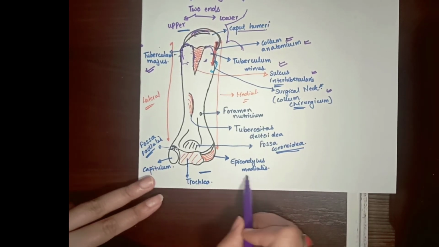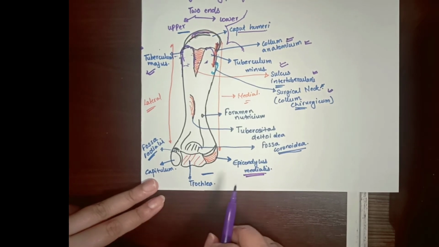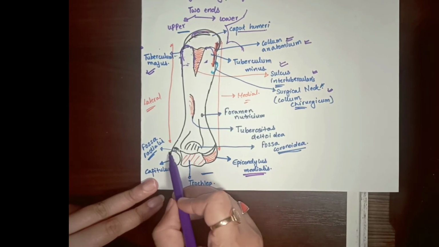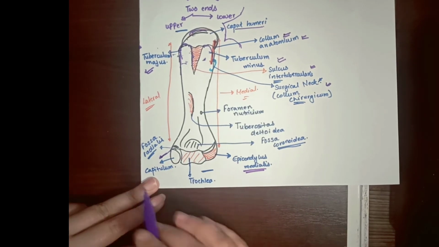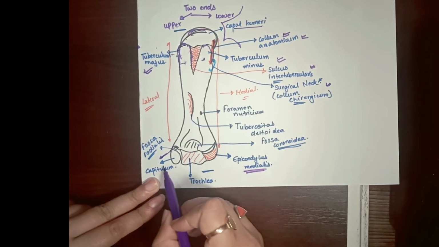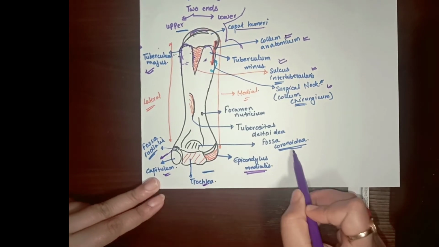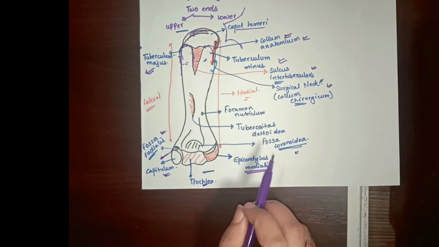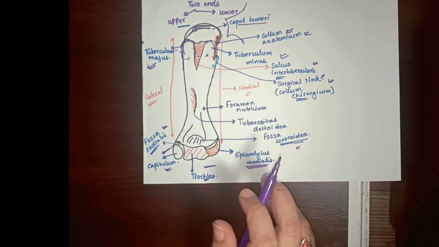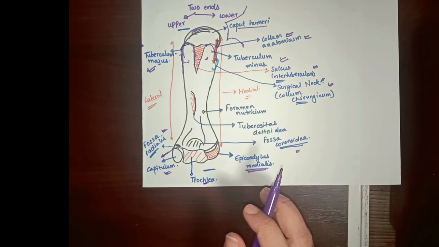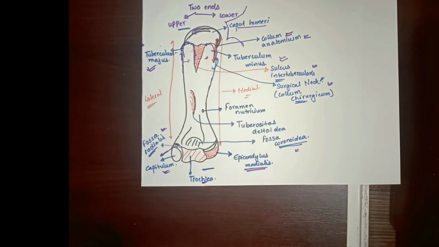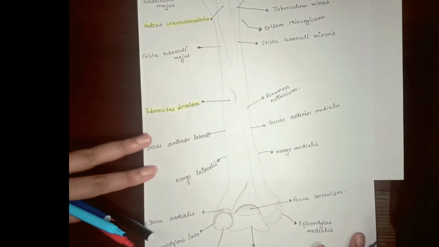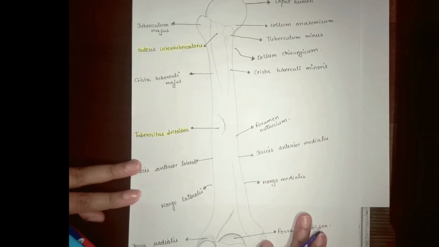Okay, now there is the epicondylus medialis, then there must be the epicondylus lateralis. Here will be the epicondylus lateralis, sorry, I have not mentioned it here. Then there will be the capitulum, the trochlea and two fossae, coronoidea and radialis. Okay, now I will show you this in the big diagram. Here we have the diagram of the humerus. If you want to take a screenshot, you can take it here, it's quite a good diagram of the humerus.